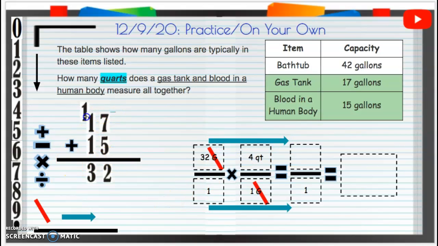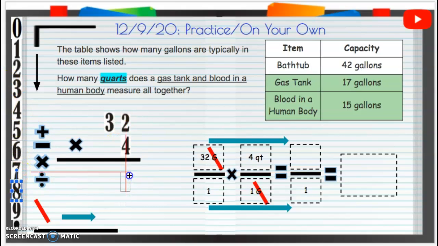So we're going to do 32 times 4. 4 times 2 is 8, and 4 times 3 is 12. So our answer is going to be 128. All right, now we have 128 here, and we're going to keep that quarts. And our final answer is 128, and I'm going to write quarts.